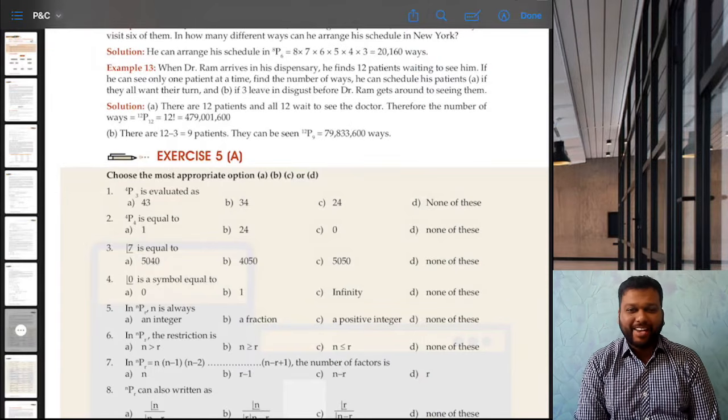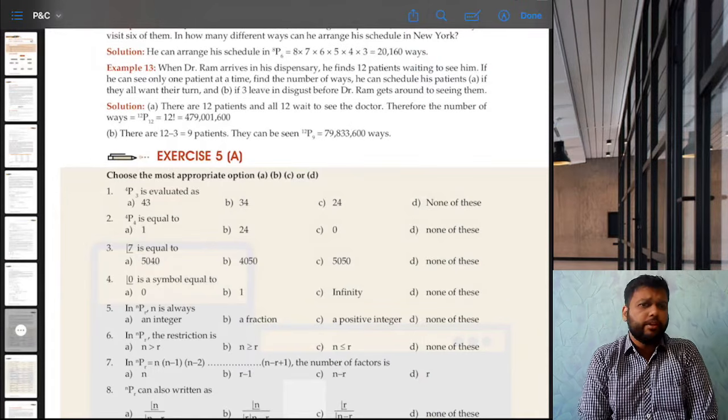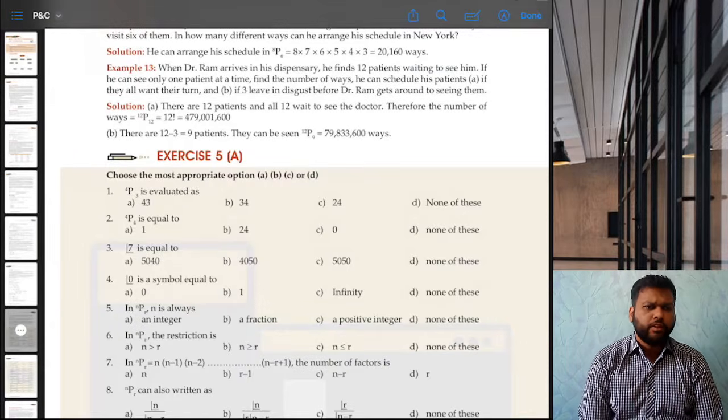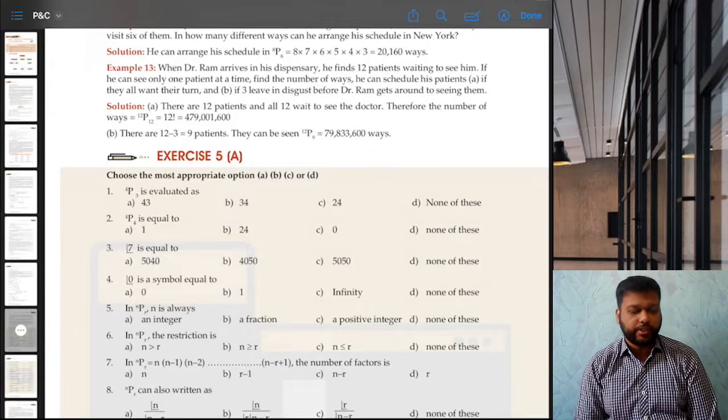Hi everyone, welcome back. So we are going to solve exercise 5A of permutations and combinations in this video. Before we start, just a few things.